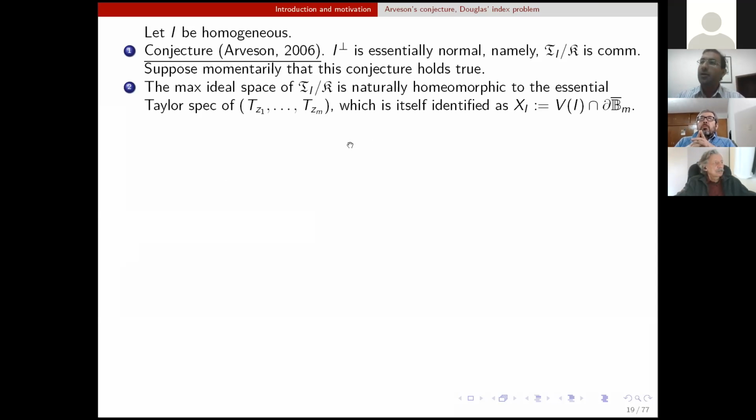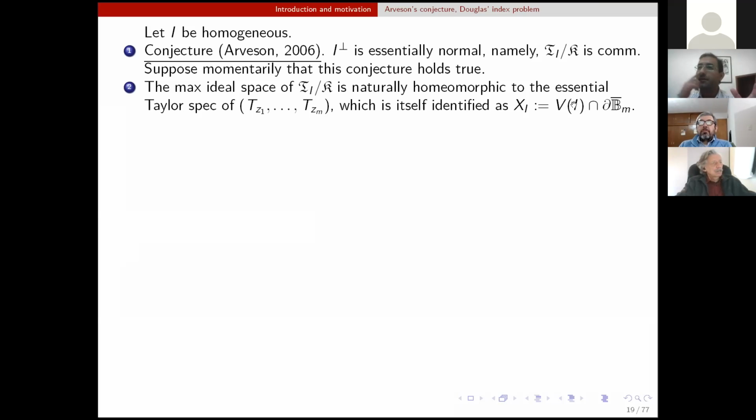If this conjecture is true, then you have a short exact sequence of C-star algebras, because the maximal ideal space of your Toeplitz operators modulo compact operators is given by the variety defined by I intersected with the unit sphere. And this is, by the way, one way to extract geometrical information.